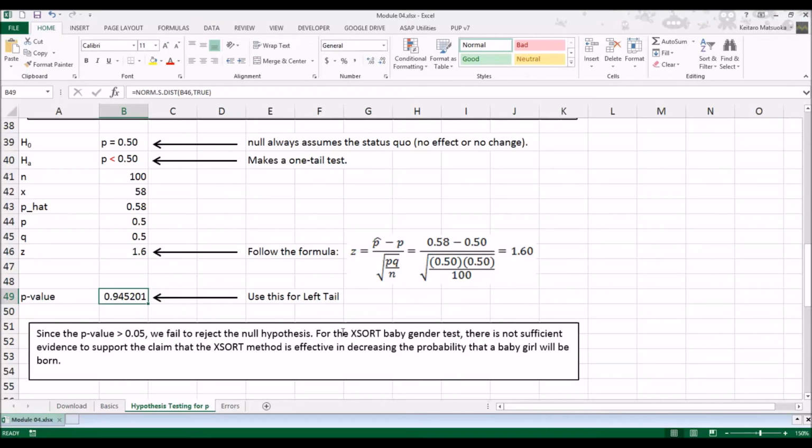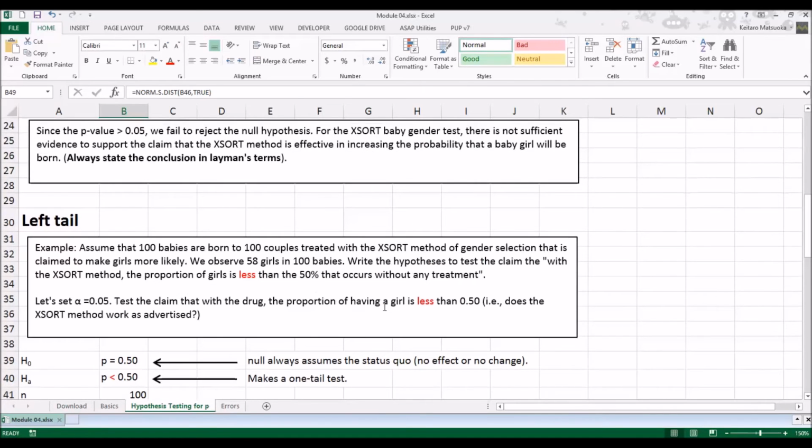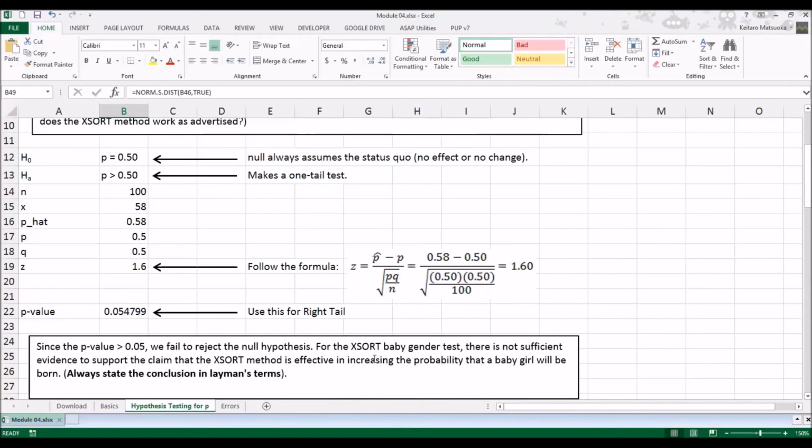So that means either way, for the XOR baby gender test, there's not sufficient evidence to support the claim that the XOR method is effective in decreasing the probability of having the baby girl. So the wording is a little bit different, decreasing, because it's less than. Up here it was greater, so that was increasing. So you have to be very careful how you word your conclusion.